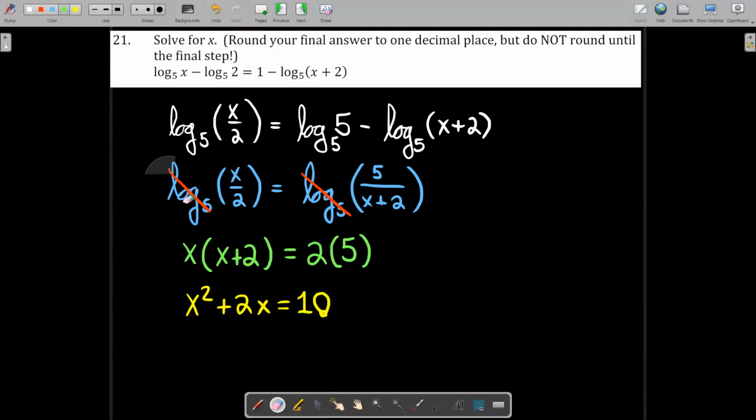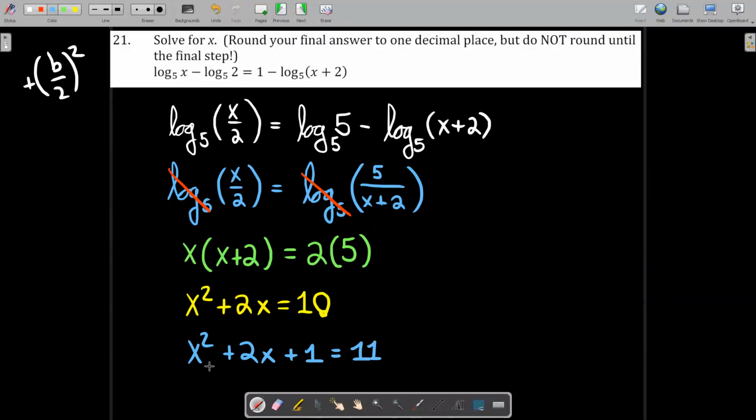So what we're going to do is add a value to both sides. We did this on a previous problem. You complete the square by adding half of the b value squared to both sides. The b value here is the one attached to the x. So half of 2 is 1, and 1 squared is 1. So we're going to add 1 to both sides. x squared plus 2x plus 1 equals 11, 10 plus 1, right? And then this is going to factor into a binomial squared. x plus 1 squared is equal to x squared plus 2x plus 1. And we're going to keep this 11 the same.